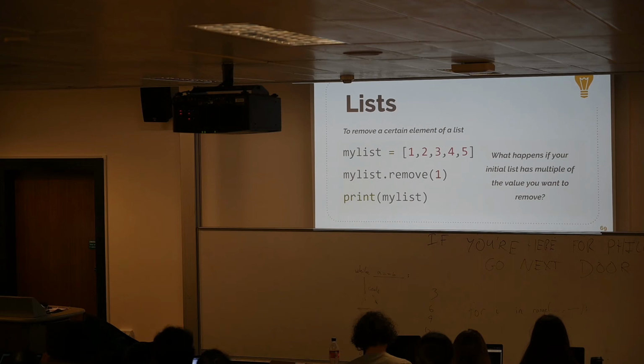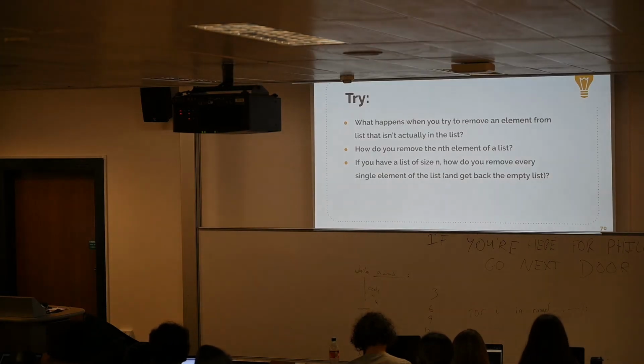So if there's more than one element, it will just remove the first occurrence it finds. So if this was 1, 1, 3, 4, 5, it would then become 1, 3, 4, 5.